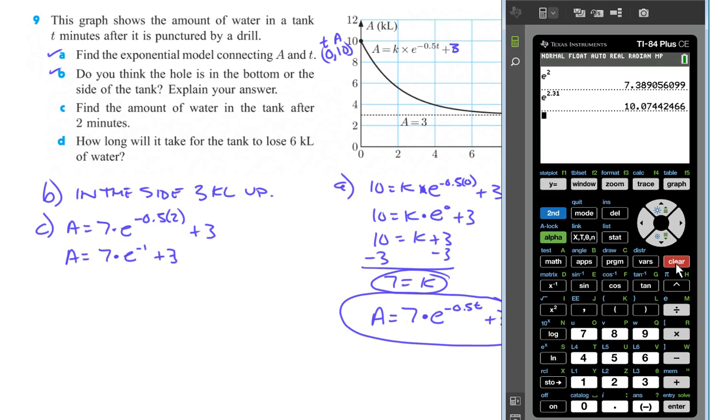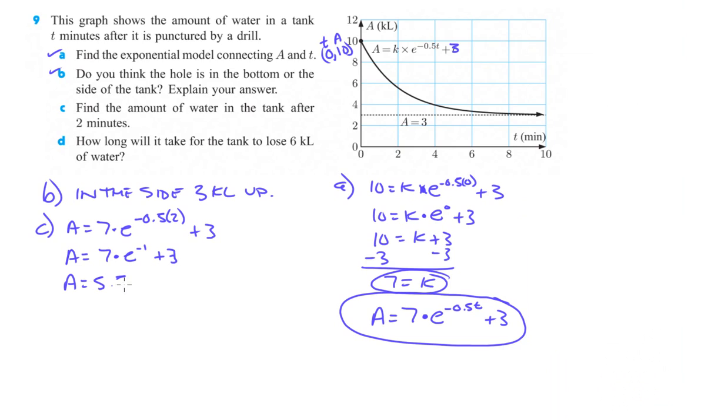Let's clear this out, and we are going to do 7 times second e to the x, and that's e to the negative first, and then go over and then add 3 to that, and that should tell us how much is in there. 5.57. The 5 tells the 7 to get bigger, so let's go with 5.58. 5.58 kiloliters left after 2 minutes.